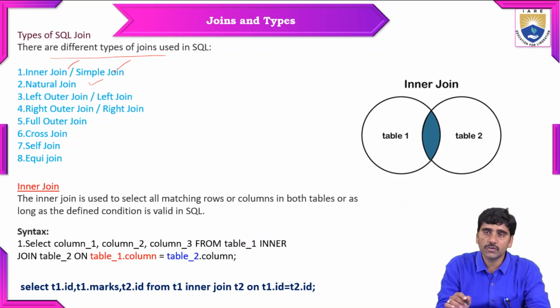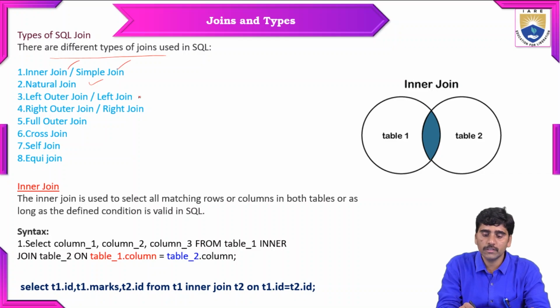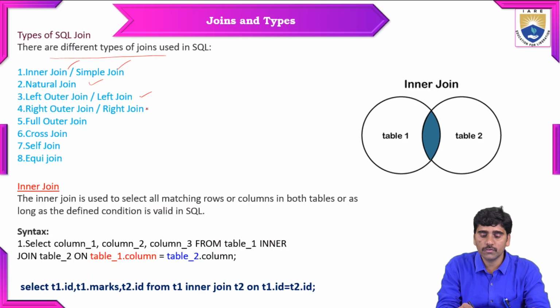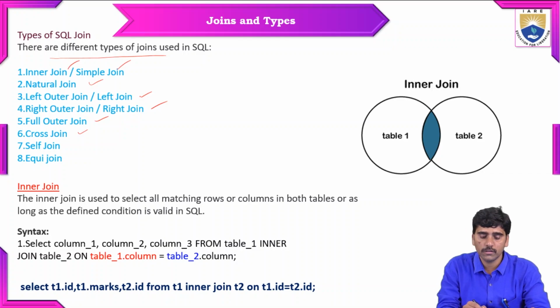Second one is natural join. Third one is left outer join or left join. The fourth one is right outer join or right join. The fifth one is full outer join. The sixth one is cross join. The seventh one is self join. And the eighth one is equi join.